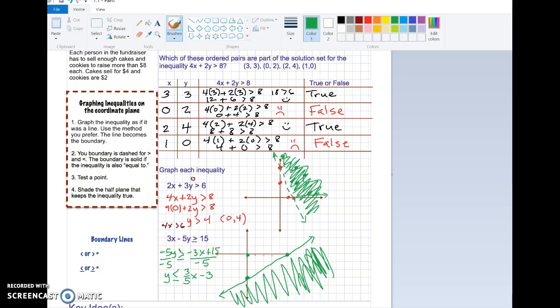Okay? Go ahead and fill in over here where it says boundary lines. If you have less than or greater than, it's dashed. And less than or equal to or greater than or equal to is solid. That's it.